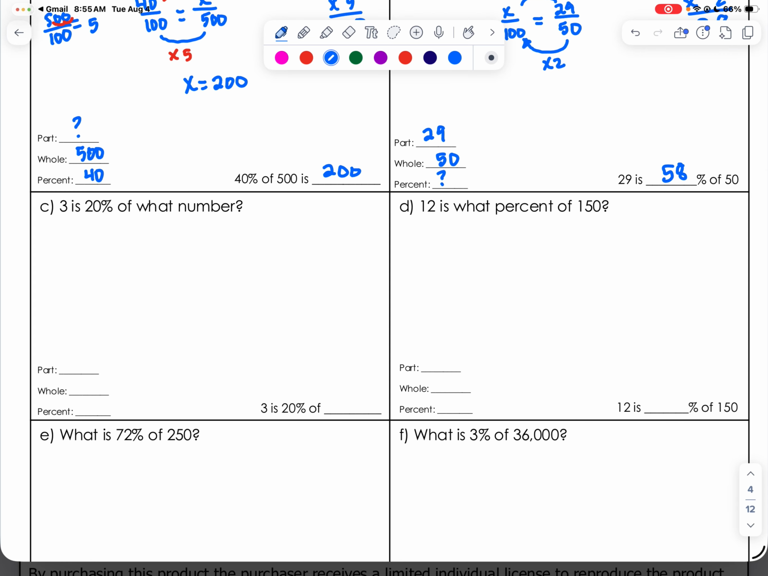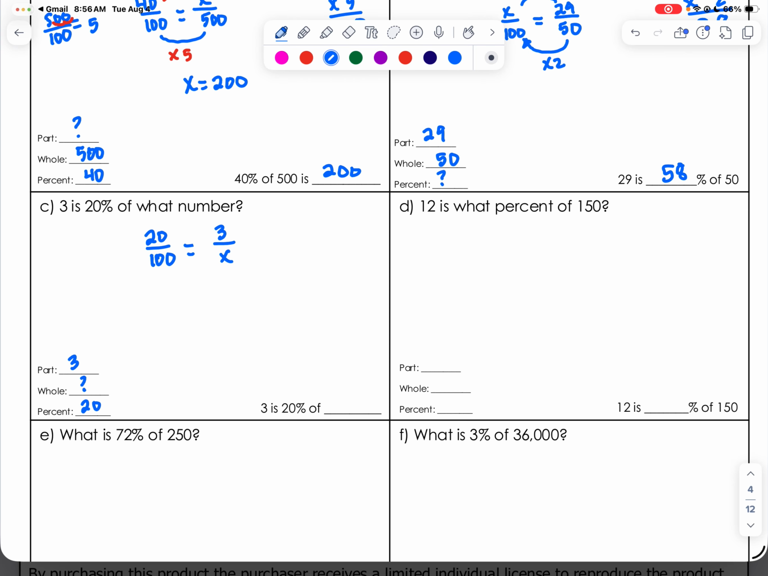Okay. Problem C. 3 is 20% of what number? So what's after the word of? What number? That means in this problem, we don't know the whole. But we know the percent is 20, and we know the part is 3. So the percent over 100, 20 over 100, is equal to the part, which is 3, over the whole, which in this case is x.